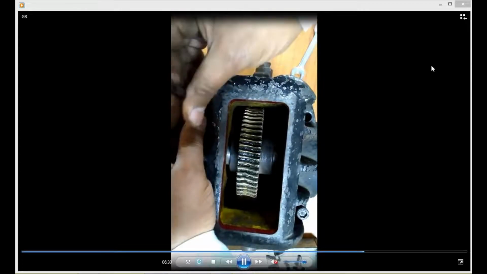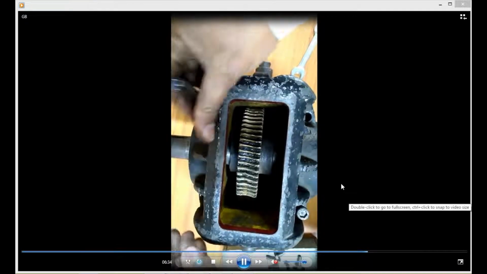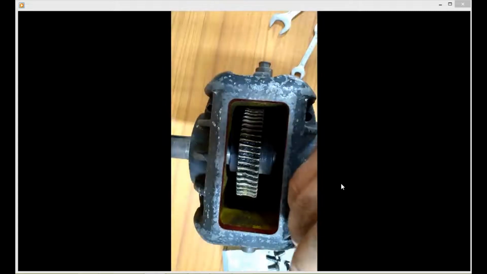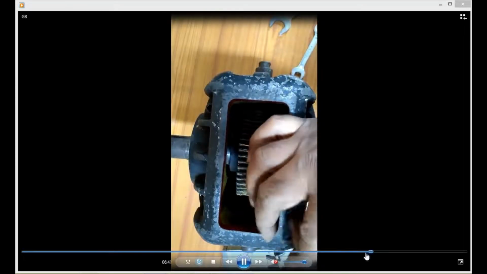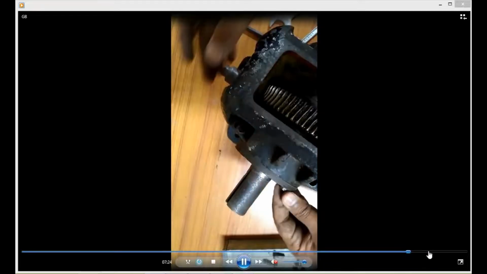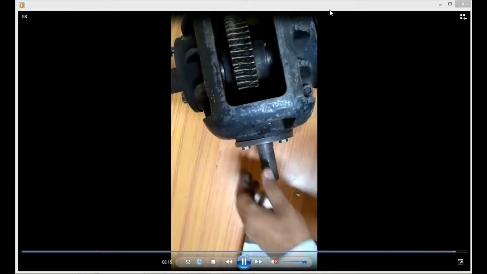The 41 student is there. Okay, so by using this Allen bolt you can lock it. Okay, so it is the same practice for that. Okay, same thing. So I am going to close this video and come to the details of this.